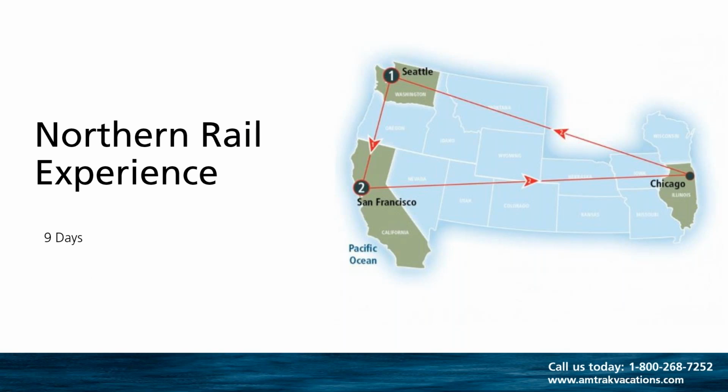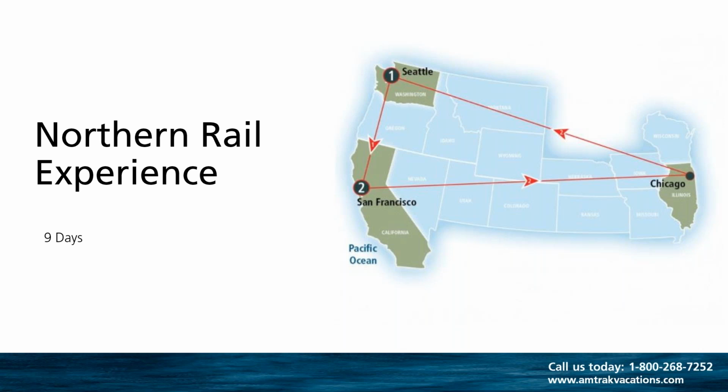One of the other best-selling round trip vacations that we have here with Amtrak Vacations is the Northern Rail Experience. Now, the Northern Rail Experience is so fantastic because it is round trip from Chicago. So you start out and you end in the same place, of course. But it actually features three different train routes and three of Amtrak's most amazing scenic journeys. So you're not going out and back on the same train where you see the same scenery. You're going to see different scenery every time you get on board the train.